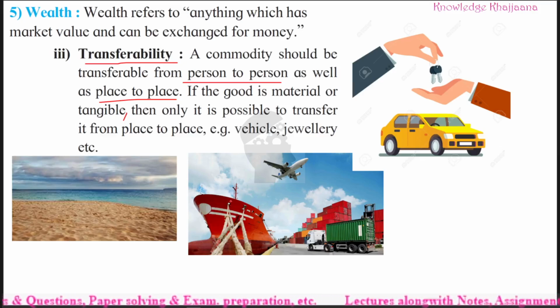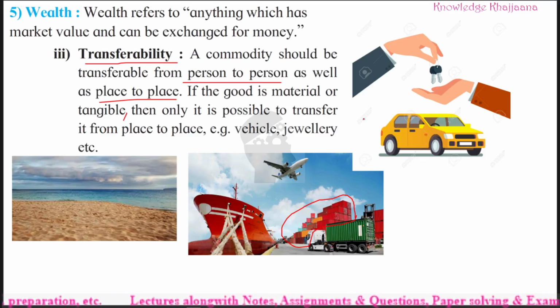In this picture you can also see the cargo ship which has brought the goods in vessels. See, these are the different vessels. The wealth is hidden in the goods, and these goods have transferability. They have been transferred by this cargo ship from one place to another place. That's why they got the wealth.